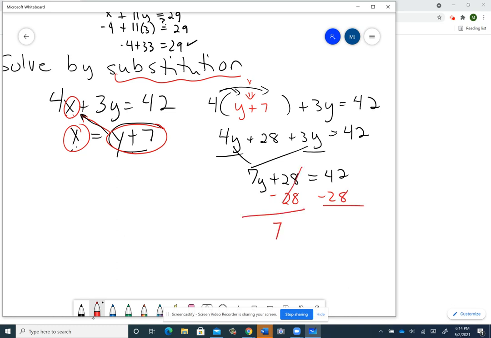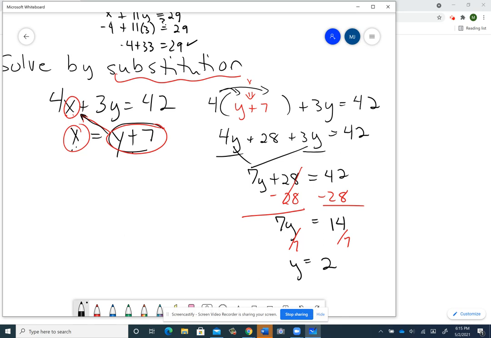You subtract the 28 from both sides, so you get 7y equals 14. And then you've got to get rid of the 7, so I'll divide. So y has to be 2.